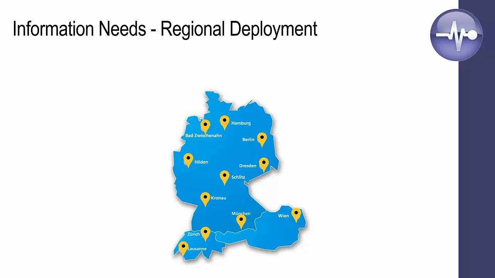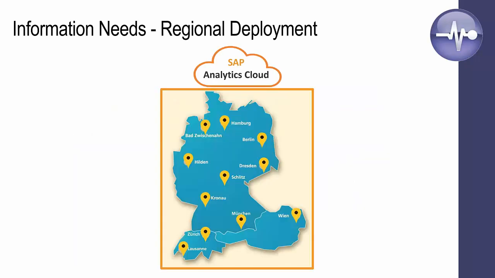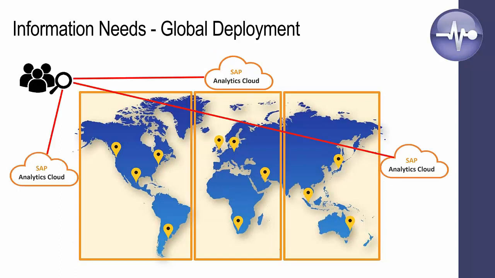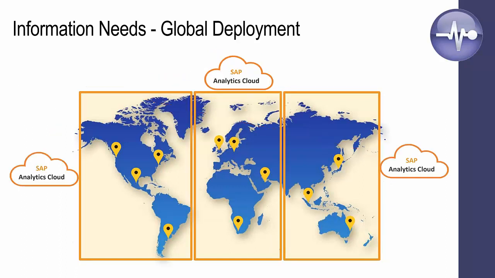All right. These kinds of information needs apply whether it's a regional deployment and that regional deployment is being addressed by a single Analytics Cloud environment, or perhaps you've got responsibilities for a global deployment, which again may be addressed by a single Analytics Cloud deployment, or maybe you have more complexity in your needs where there are multiple Analytics Cloud deployments. And you need to have visibility.